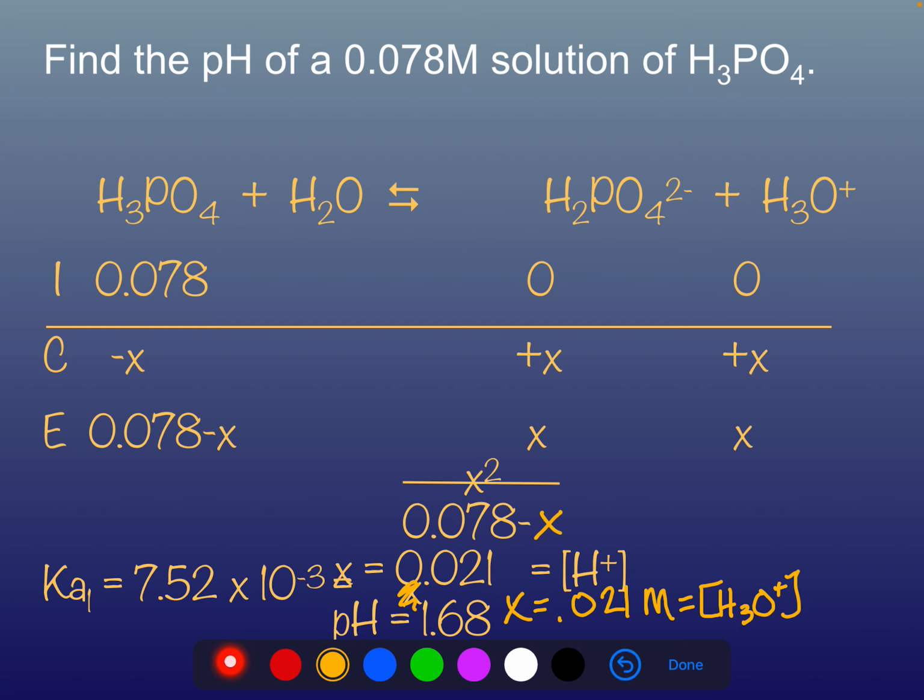We do not have to do the second and third reaction for this one because that X value will end up being so small that it will not change that overall concentration.